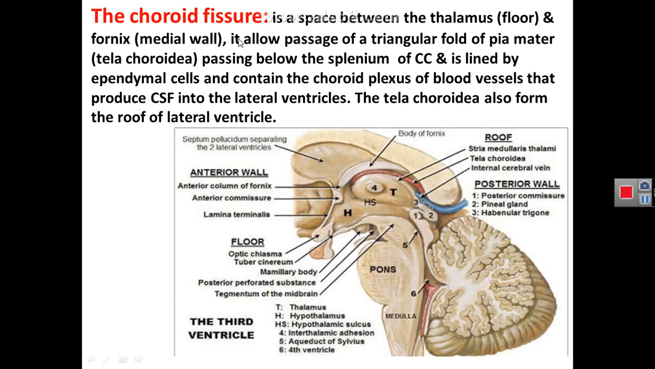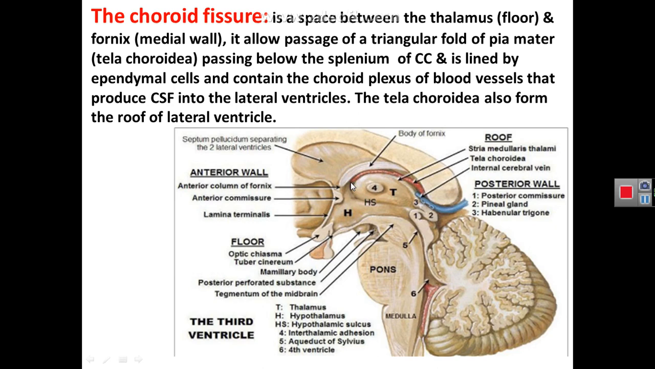So the choroid fissure is a space deep to the fornix where there is a fold of pia mater. This fold passes below the splenium of the corpus callosum, and the pia extends anteriorly till the interventricular foramen of Monro and returns back to be out deep to, or below, the splenium of the corpus callosum. This fold of pia is called the tela choroidea. It is triangular in shape.